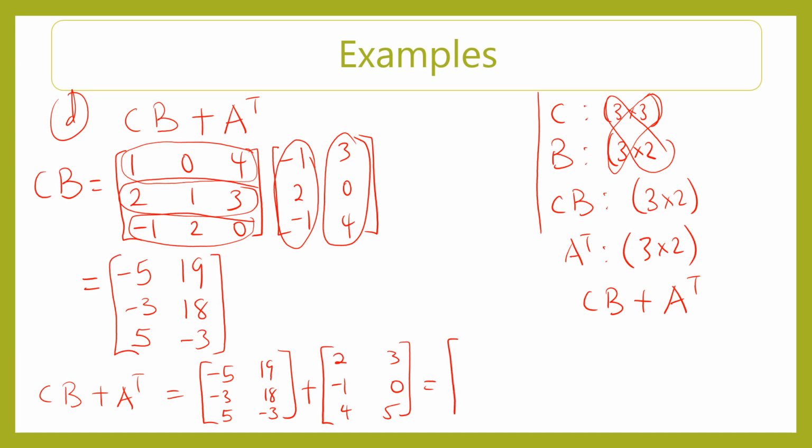Again, I'm going to add entry-wise. So minus 5 plus 3 is minus 3. 19 plus 3 is 22. Minus 3 minus 1 is minus 4. 18 plus 0 is 18. 5 plus 4 is 9. Minus 3 plus 5 is 2. And that is the final answer.